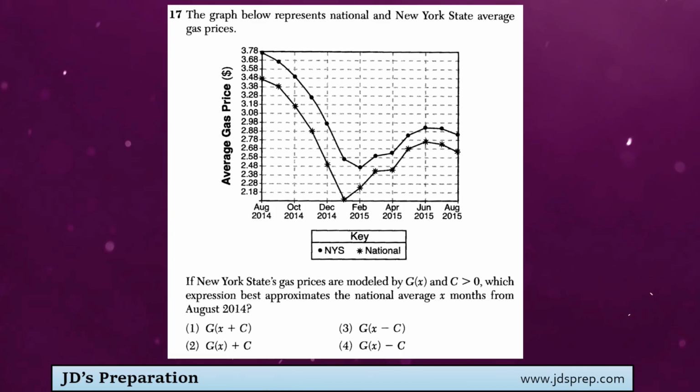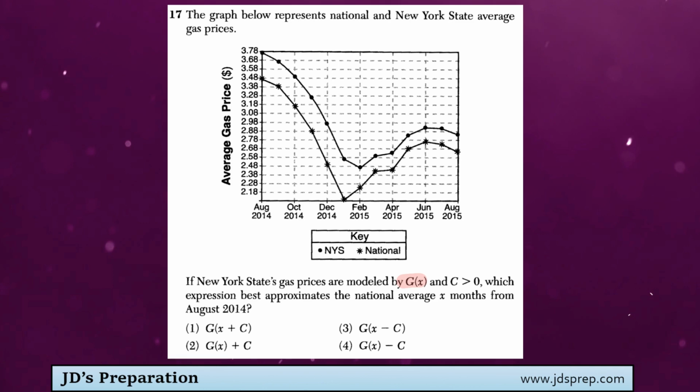All right, so in this graph, we're looking at the national and the New York State average gas prices. The question is, if New York State's gas prices are modeled by g of x, and the variable c is greater than 0, which expression would best approximate the national average x months from August 2014?